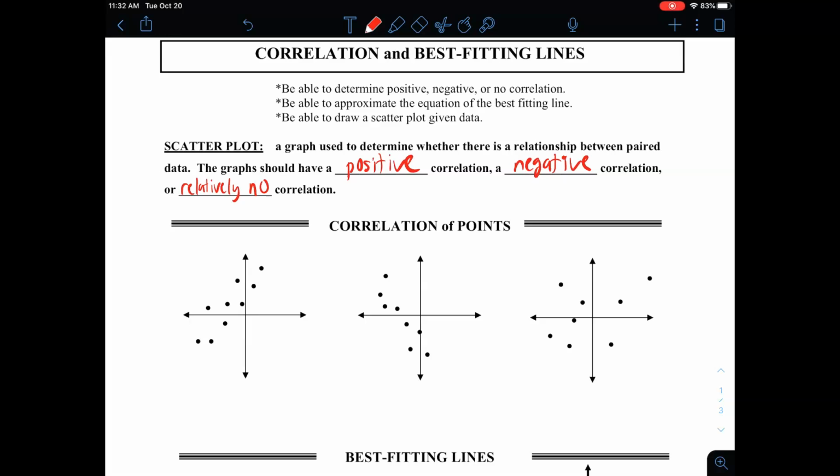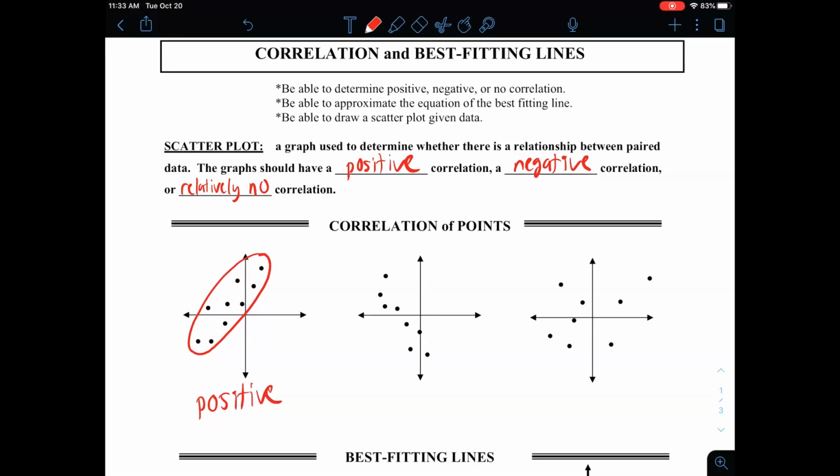You want to encompass the outside of the data points at the widest points. The widest points are probably these two points right here. So make sure you encompass those widest points and then keep it the same all the way out here. This is called a positive correlation.